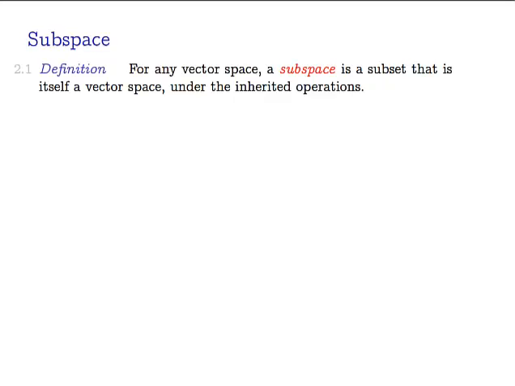Okay, let's move on and talk about subspaces. For any vector space, a subspace is a subset of that vector space that is itself a vector space under the inherited operation. What does inherited operation mean? It means for the big vector space there's a plus and a scalar multiplication, and in the subset you have to use the same plus and the same scalar multiplication. Alright, if that's not clear, we'll make it clear with some examples.